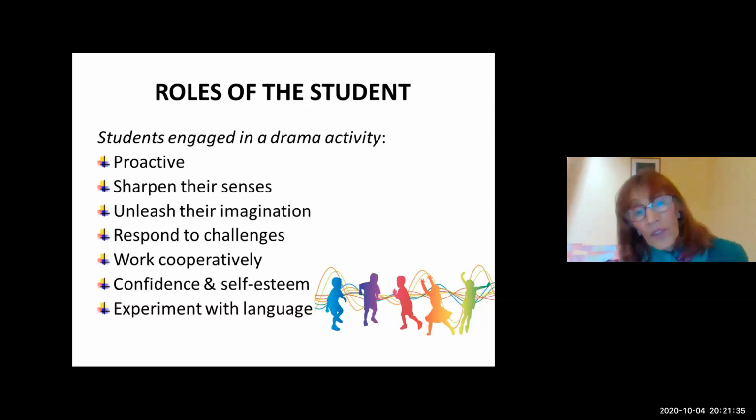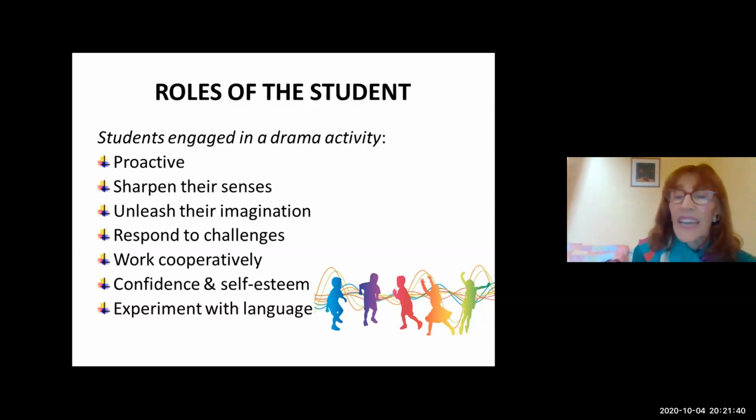And they gain the confidence and self-esteem that is needed in order to work naturally, and in this way gain autonomy. They experiment with language because the classroom becomes a laboratory in which there is a lot of error and trial, and they welcome mistakes.